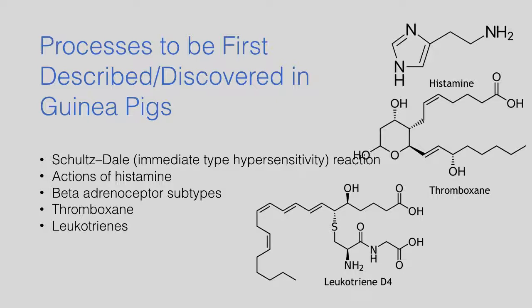Many fundamental processes, mediators, and regulators of airways disease pathogenesis were discovered or demonstrated first in guinea pigs, including the Schultz-Dale reaction, the actions of histamine, beta adrenoreceptor subtypes, thromboxane, etc.